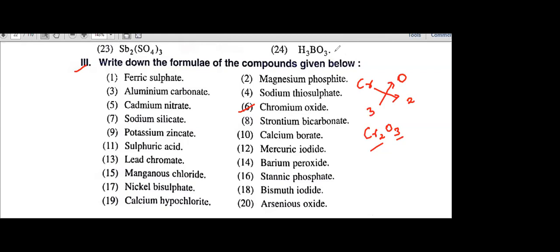Next. Sir, 18. 18th. Bismuth iodide. Again, Bismuth is Bi. And I. What is the valency of Bi? 3. Sir, 3 Bi 3. Again 1, right? Sir, then we will do cross multiply. So it will be what? BiI3. Sir, Bi3I. BiI3. The 16th one, sir. 16th one. Okay.